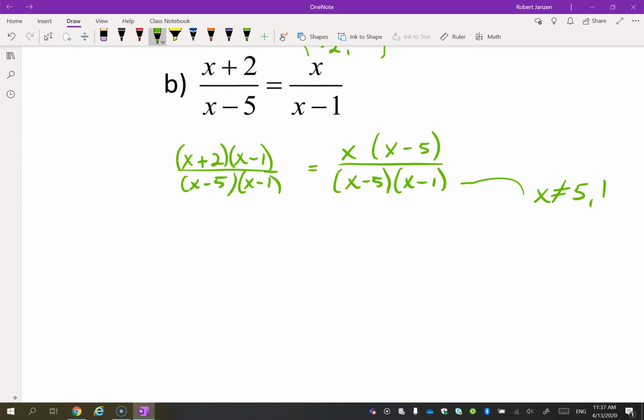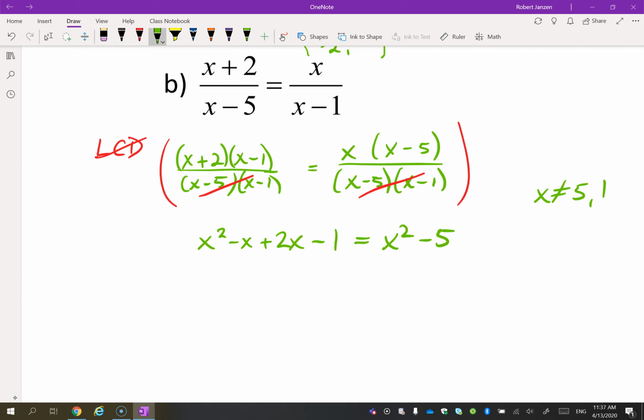Right, I'm looking in the denominator for that. Okay. So now what I'm going to do is multiply everything by that lowest common denominator. Okay, which will cancel out my denominators. So I have x squared minus x plus 2x minus 1 equals x squared minus 5x.